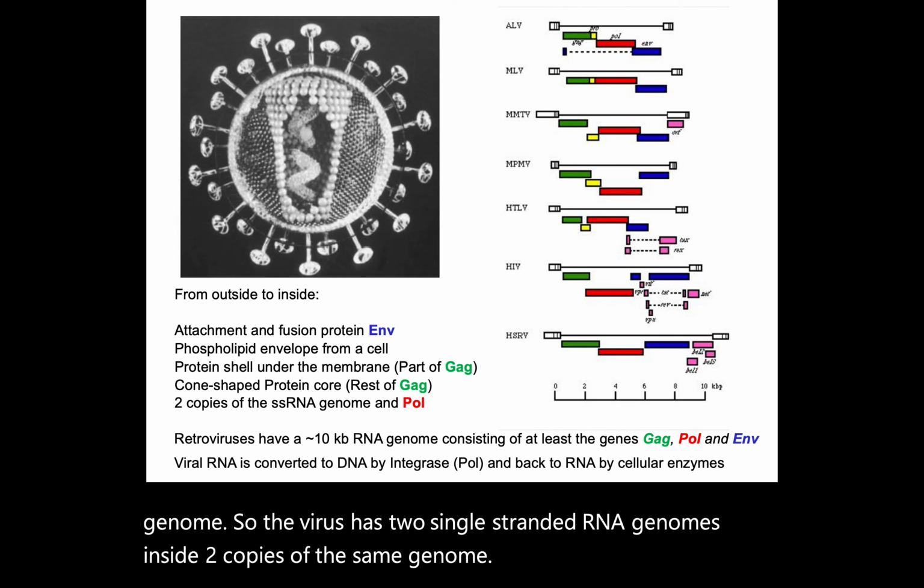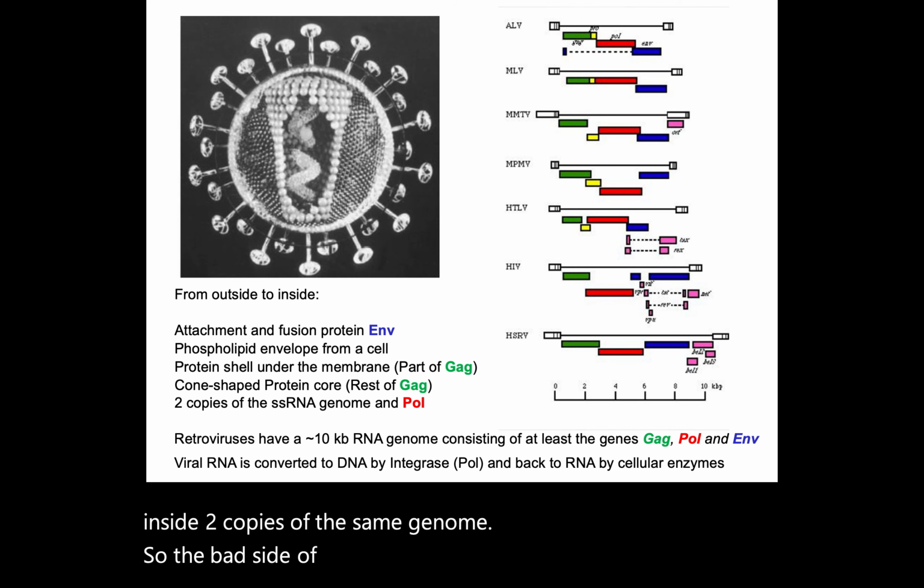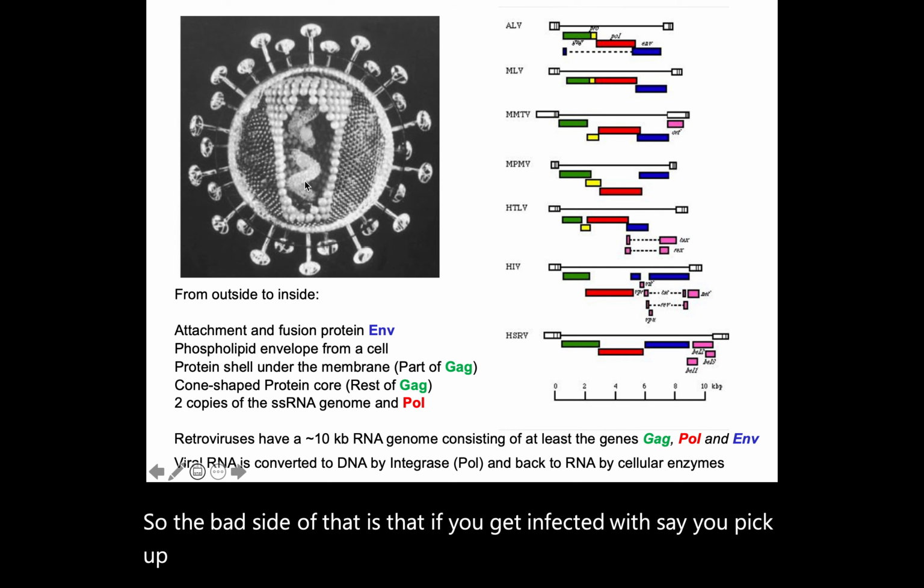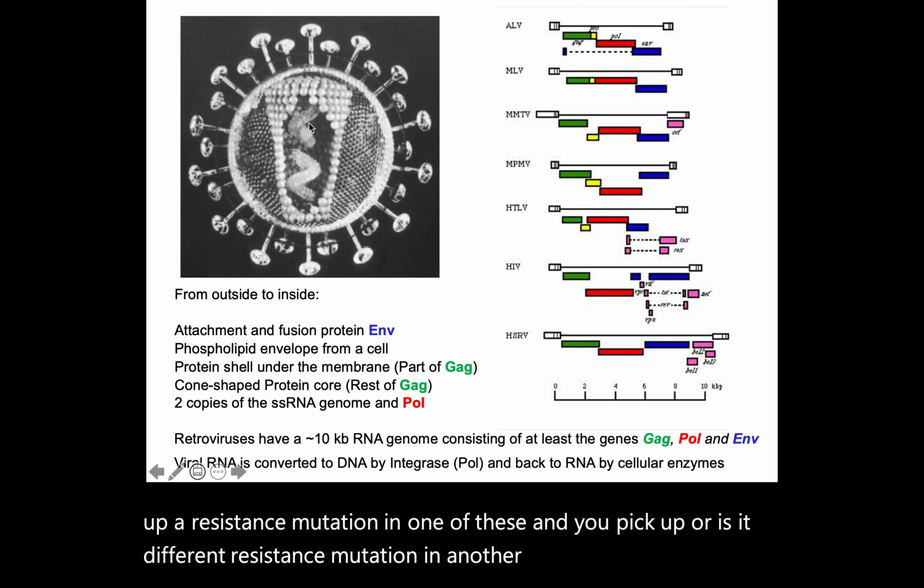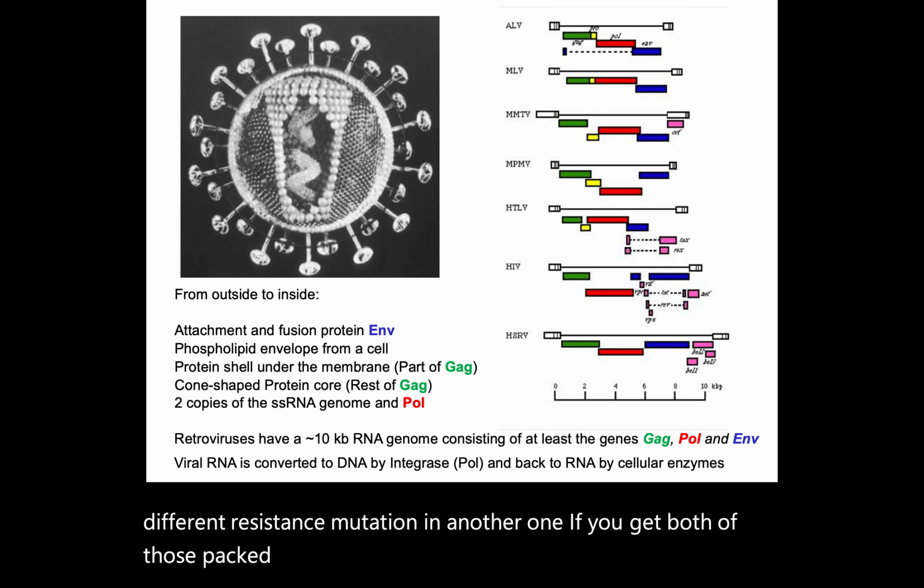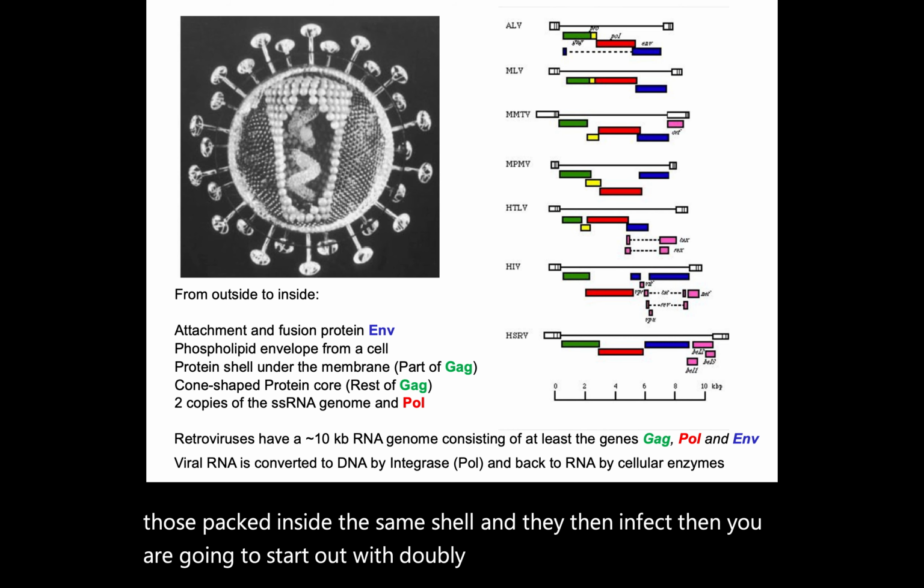So the bad side of that is that if you get infected, say you pick up a resistance mutation in one of these and a different resistance mutation in another one, and you get both of those packed inside the same shell and they then infect, then you are going to start out with doubly resistant HIV. And that's going to be very hard to treat.